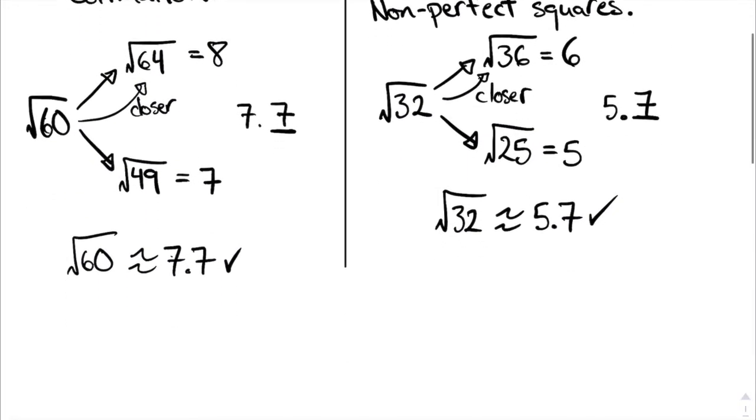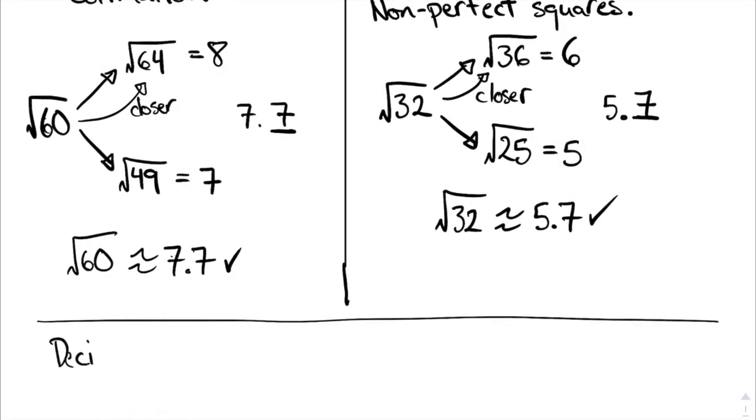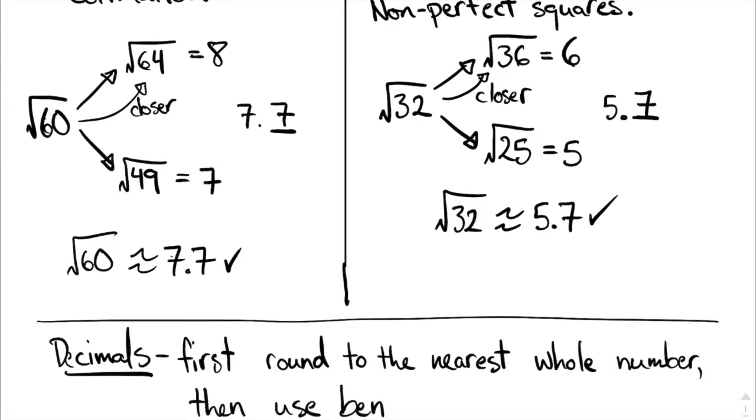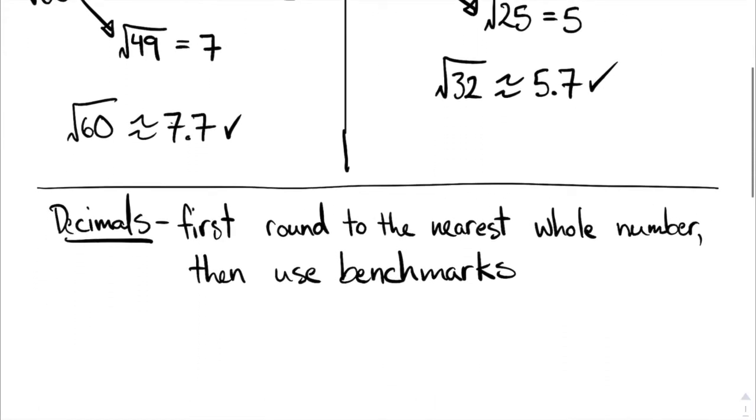Now we can apply this to working with decimals and fractions. We'll look at decimals first. With most decimals, we'll just round it to the next closest whole number. And when we round it to the next closest whole number, well, now we're just using benchmarks again, because that's what we did with our whole numbers last time. So if I was trying to figure out what is the square root of 12.8, well, that's about equal to the square root of 13.